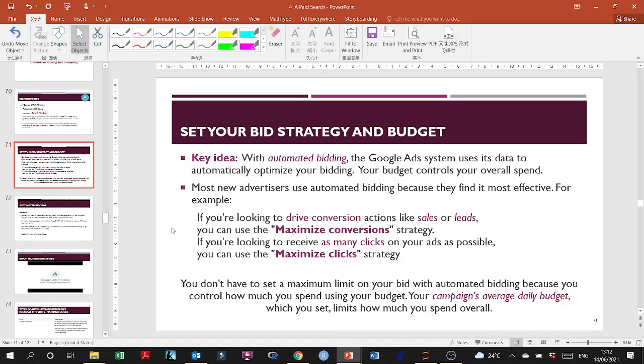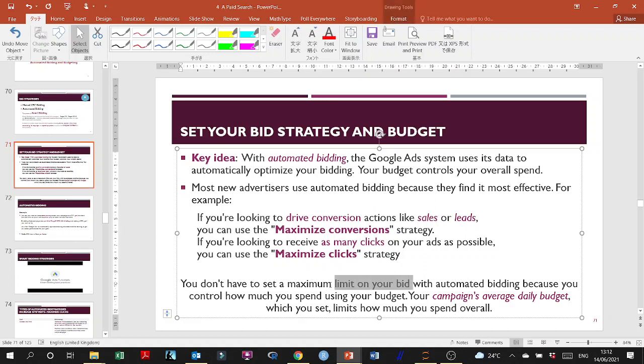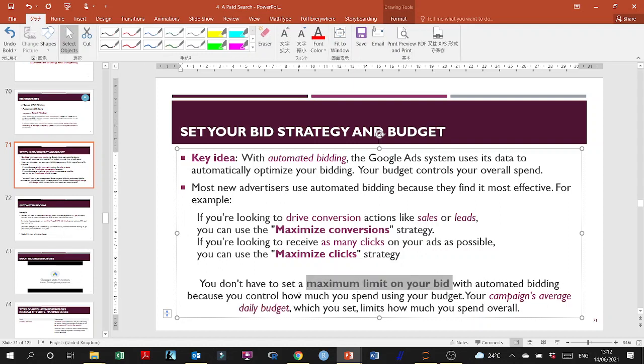So in general, you don't have to set a maximum limit on your bid with automated bidding, because you control how much you spend using your budget. You set up your campaign's average daily budget, and then this will limit how much you spend overall. So you don't have to set up a maximum limit for your bid. What does that mean? This is very important in digital marketing.